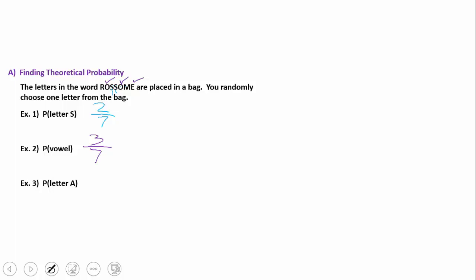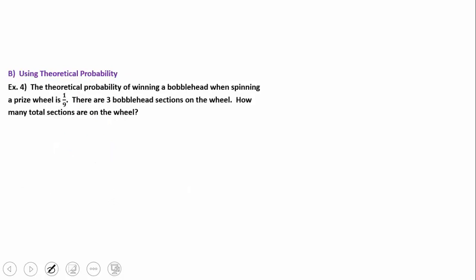And then the probability of the letter A. There is no A up there, so that's 0 out of 7. It is actually impossible for me to select an A from the bag, or for you to select an A, because it's a known fact that there are no A's in there.